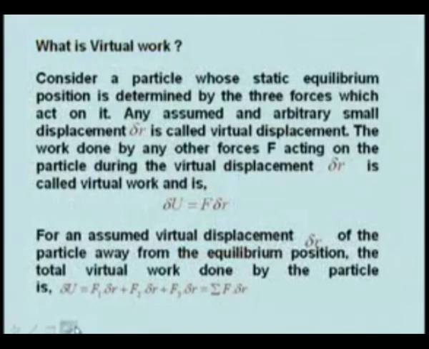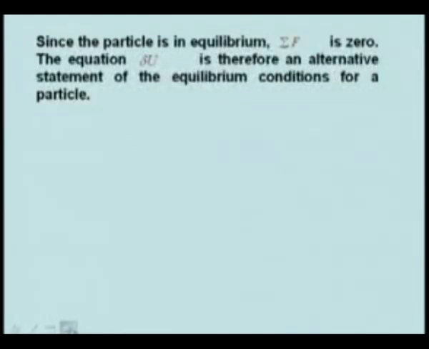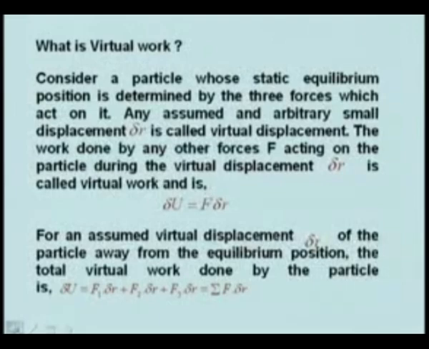Now, what is virtual work? Consider a particle whose static equilibrium position is determined by the three forces which act on it. For an assumed virtual displacement delta r of the particle away from the equilibrium position, the total virtual work done is delta U equals sigma F dot delta r. Since the particle is in equilibrium, sigma F is 0, so the equation delta U equals 0 is an alternative statement of the equilibrium condition for a particle. That means the virtual work done on the particle must be 0. This is for a particle. I have told you about the virtual work principle also. So, today we discussed the equations of equilibrium.